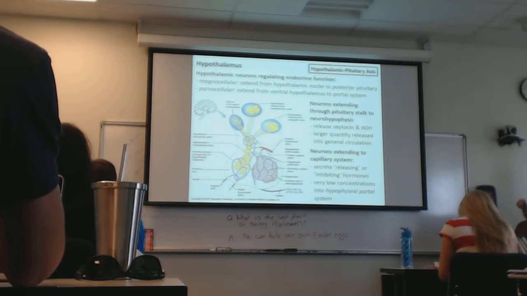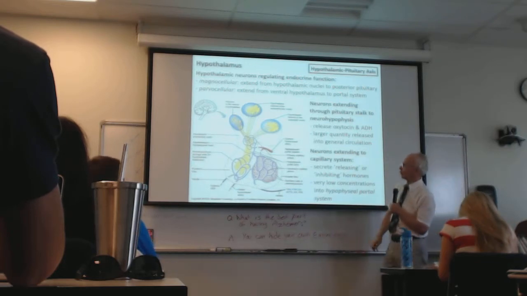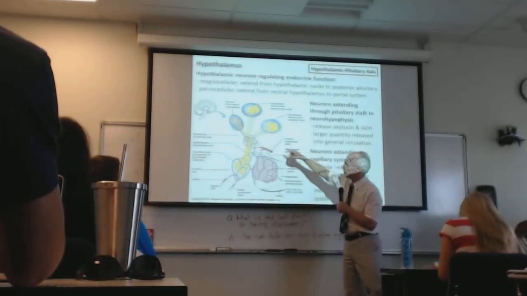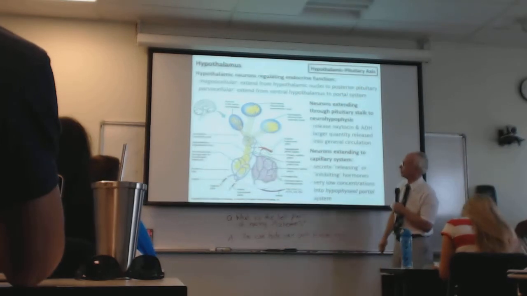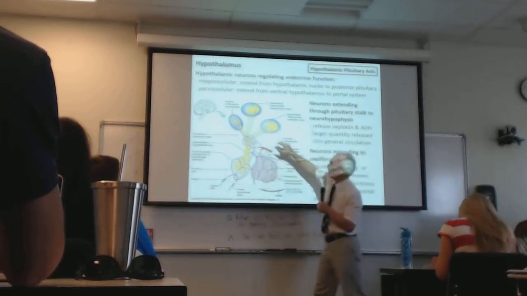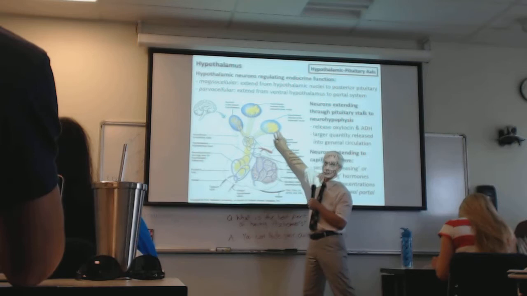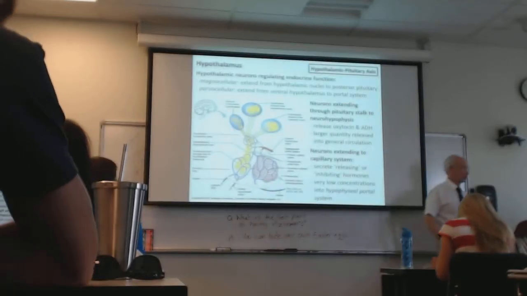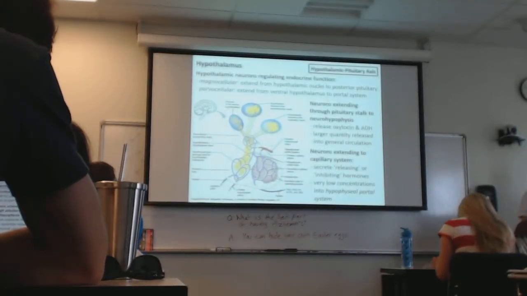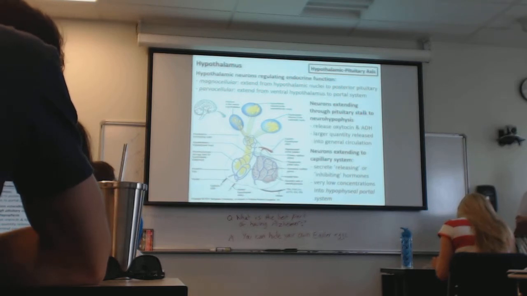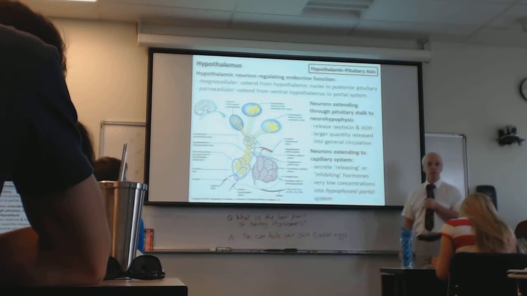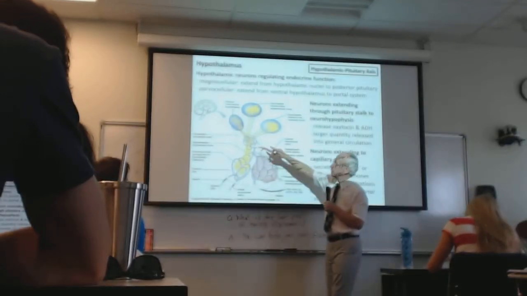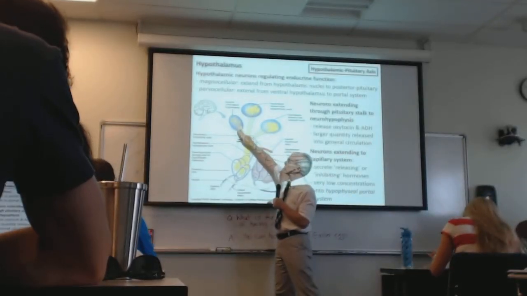So do we all have a handle on the distinction between the hypothalamic hypophyseal portal system and the hypothalamic hypophyseal tract? Make sure you understand the distinction. The tract is utilized by the magnocellular neurons. The portal system is utilized by the parvocellular neurons. What's a trophic hormone? A hormone that excites release of another hormone. So these hormones are going to be trophic.